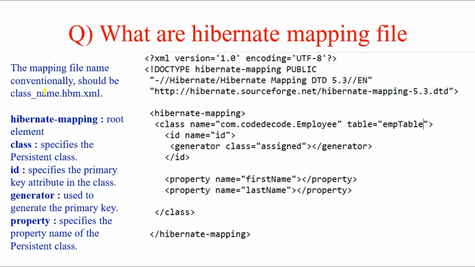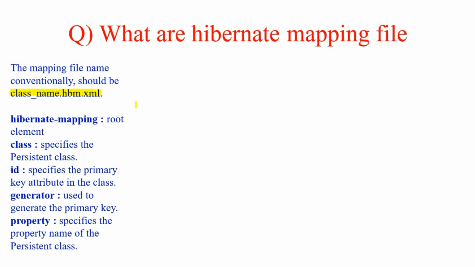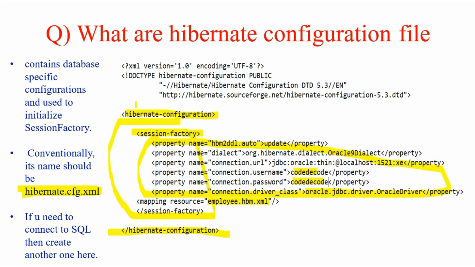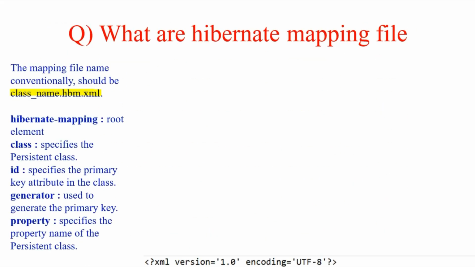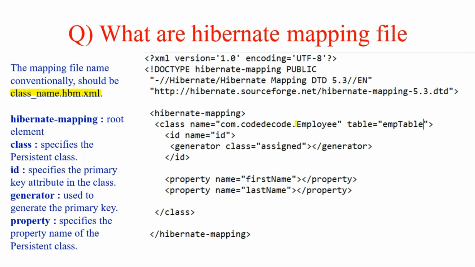Conventionally it is always named as your class name.hbm.xml. Suppose I want this mapping file for my employee class. Then it will be employee.hbm.xml, similar to what I've shown you here. Employee.hbm.xml, this is your mapping file. Employee is my class name. Let's start from the first part. The root element is hibernate-mapping.